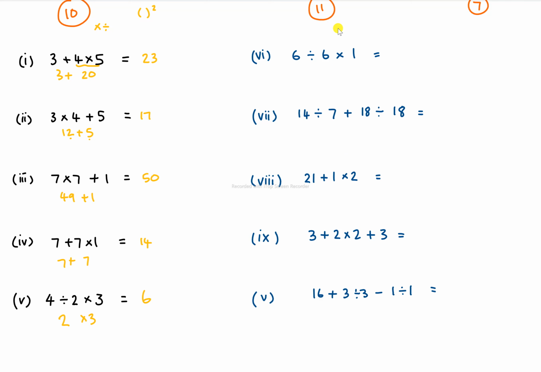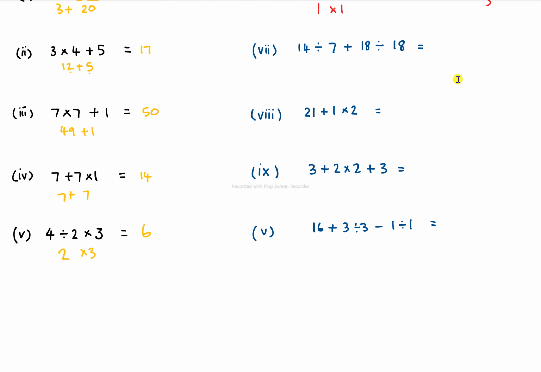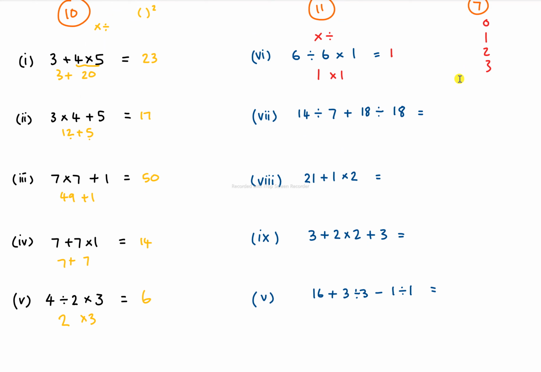Right, let's keep moving on. We're looking for a times and a divide, whichever comes first. So we do 6 divided by 6 is 1. 1 times 1 is 1, not 2. If they give you an option of 0, 1, 2, 3, they're being sneaky, because in your mind you might end up doing 1 plus 1 instead of 1 times 1. So be aware of that.